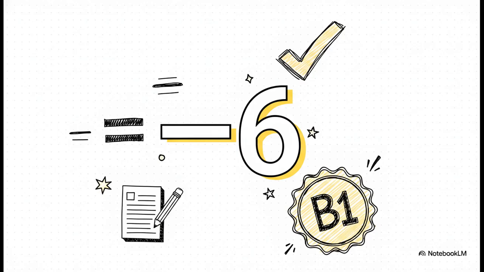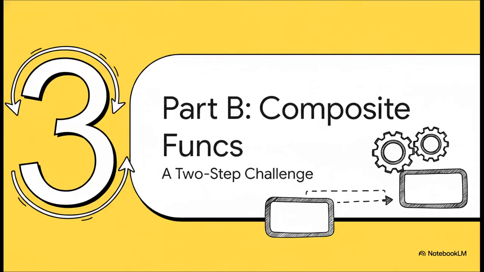Now, in examiner speak, that single correct answer gets you what's called a B1 mark. B marks are basically for the correct answer only. You don't even have to show your work for this one, but it's always a good habit to get into. Awesome. 1 down, 2 to go.